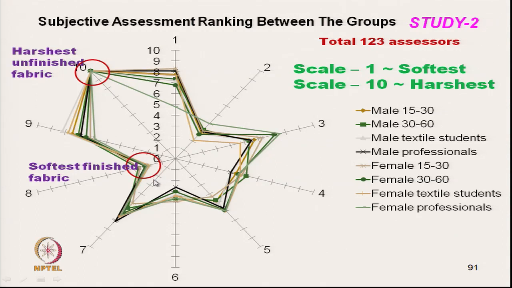And the softest rating is typically around 1, which is given by sample 8. Sample 8 means the stone wash, a very harsh treatment. So, that gives the idea that unwashed, untreated fabric gives the harshest feel, and the stone wash gives the softest. This trend is almost the same for all the fabrics and all the assessors.